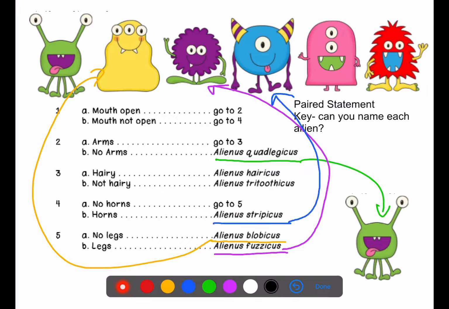Okay, so we've got this little pink alien here. His mouth is open, so we go to number 2. Does have arms, so we go to number 3. Not hairy, so this one is Alienus tritoothicus. And then our final alien, mouth is open, so we go to number 2. Does have arms, so we go to number 3. And is hairy. So this is Alienus haericus.